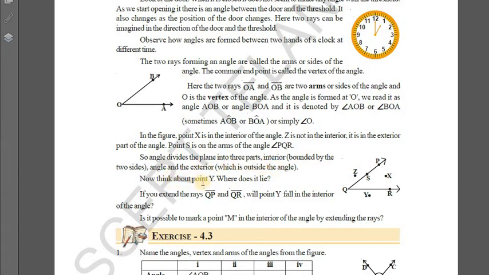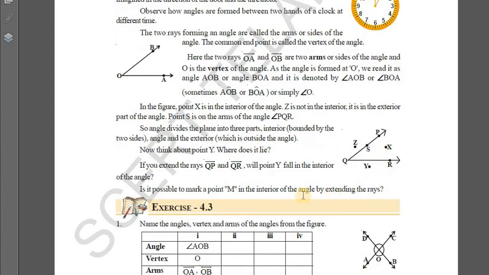Now think about point Y. Where does it lie? It is outside, so you can call it exterior. If you extend the rays QP and QR, so you are going to move these rays QP and QR, Y falls in the interior of the angle. Is it possible to mark point M in the interior of the angle by extending the rays? Just simply extend the rays and keep one more point M here along with X. Okay, that is what he is asking you.